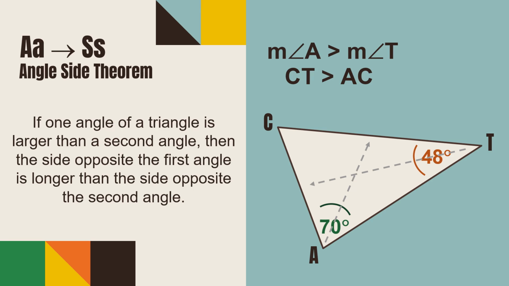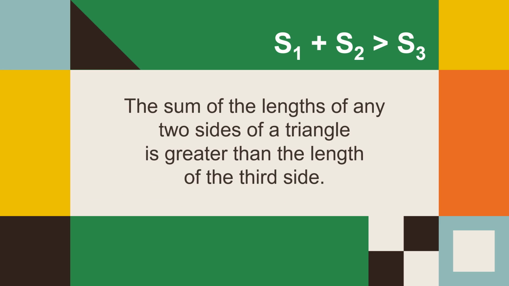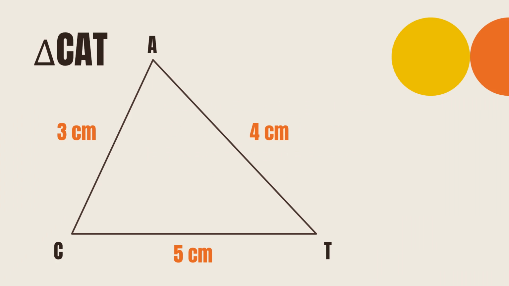Now for the third theorem. The sum of the lengths of any two sides of a triangle is greater than the length of the third side. It goes like this. Again, we have triangle CAT, and in the given we have 3 measurements: 3 cm, 4 centimeters, and 5 centimeters.